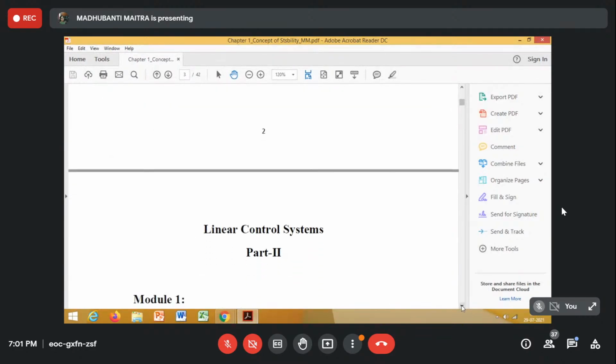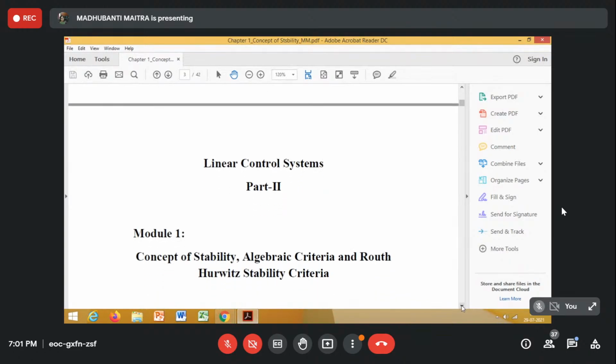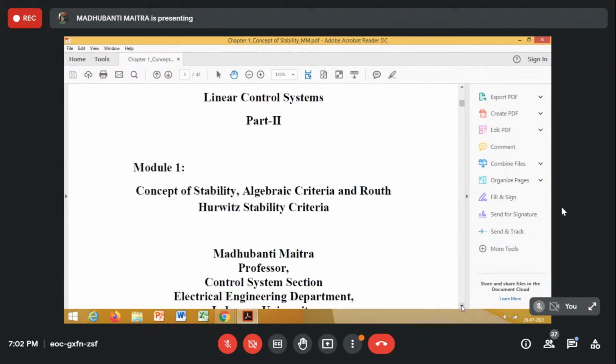So, Linear Control System part 2. This is module 1, basically chapter 1. This is the first chapter, and the chapter title is: Concept of Stability, Notion of Stability, Algebraic Criterion, and Routh-Hurwitz Stability Criterion.